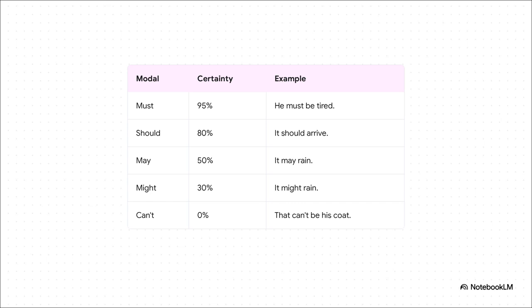If it's a logical expectation, about 80%, you use should. A 50-50 flip of a coin guess, that's may. If the chance is quite low, maybe 30 or 40%, you drop down to might or could. And finally, when you hit 100% logical impossibility, no way it's true, you use can't.